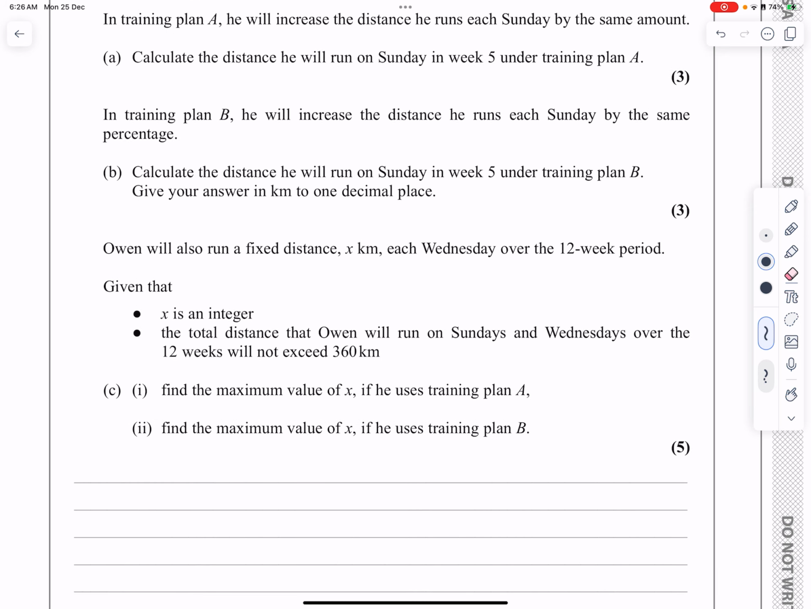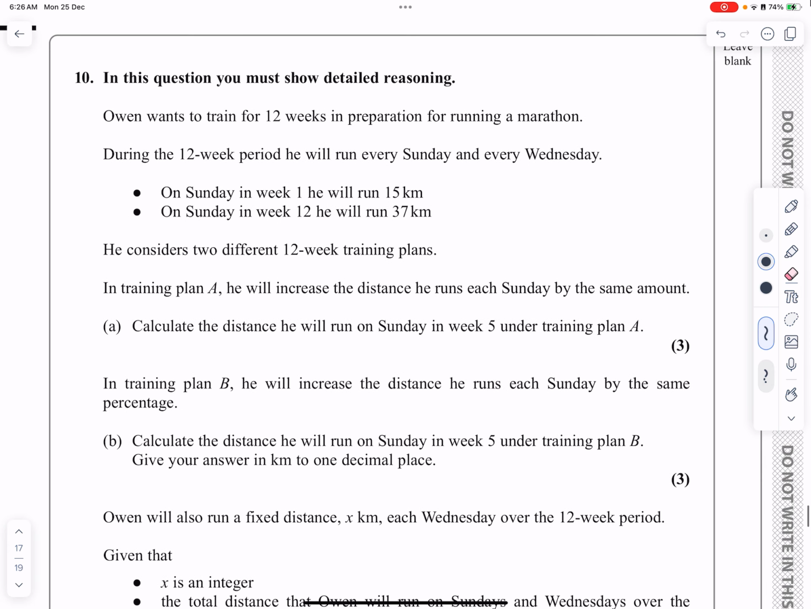For the rest of the question, it says Owen will also run a fixed distance X kilometres each Wednesday over the 12-week period, and so on. So just in reading that bit, because to start with I was a bit confused, why Sundays and Wednesdays? So what we're doing for parts A and B, we're only considering the Sundays. This is going to be an arithmetic progression. This is going to be a geometric progression. We'll worry about the rest of it when we get there.